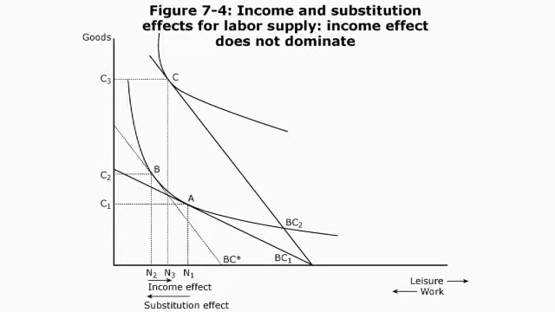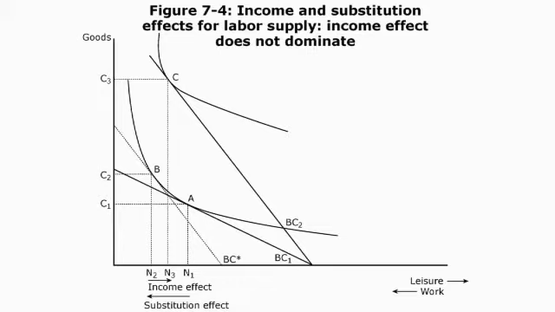Wage goes up, leisure falls from N1 to N3, which means labor goes up. But actually, two things are happening here. The substitution and income effects. The substitution effect, which we see by drawing the imaginary budget constraint BC star, which is parallel to BC2 but tangent to the original indifference curve, is a very large reduction in leisure. It moves all the way from N1 to N2.